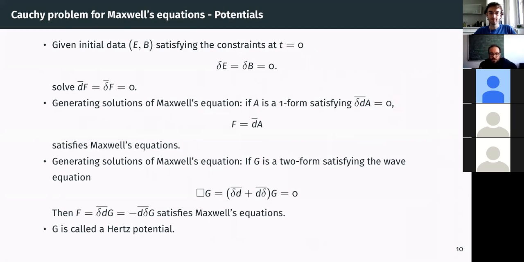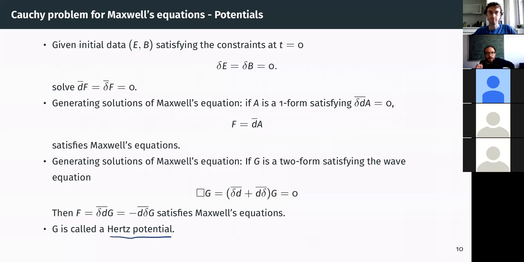There's another way to generate solutions to Maxwell's equation using what are called Hertz potentials. So if you take G here, a two form which satisfies the wave equation, and that wave equation will be delta d plus d delta, again on R4, equals zero. Then it is obvious that F, this antisymmetric two form given by either of these two quantities, will satisfy Maxwell's equation. If you calculate d bar of that, it's zero because of that identity. And if you calculate delta bar of that, it will be zero because of that identity. In other words, from a solution of the wave equation, you will be able to generate a solution to Maxwell's equation. And this G here is called a Hertz potential, and this is the potential we are interested in today.